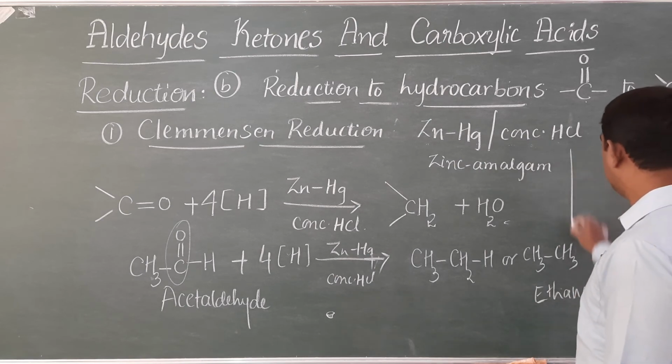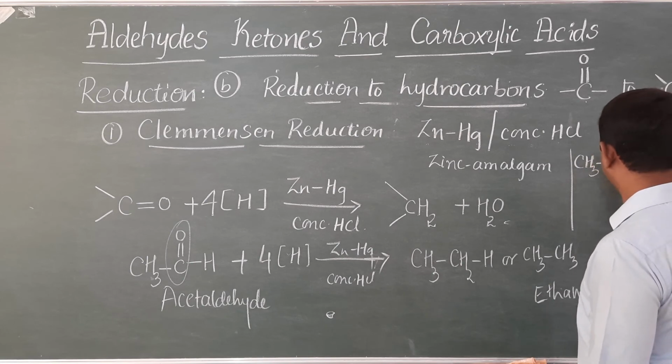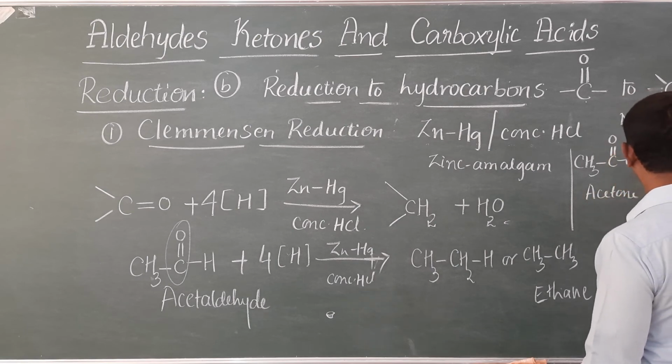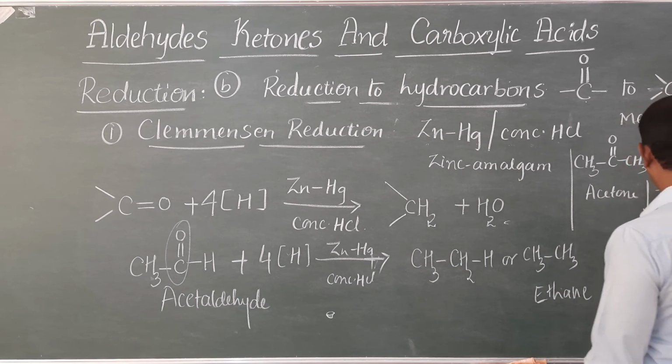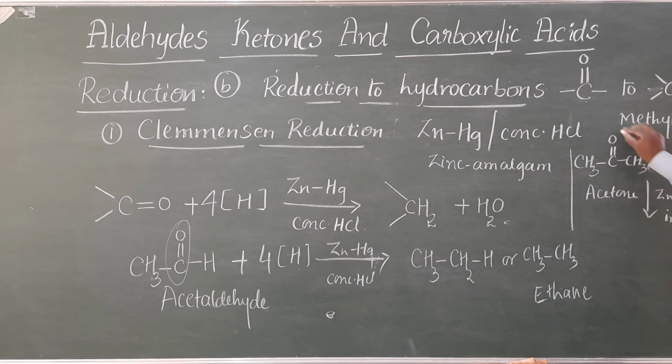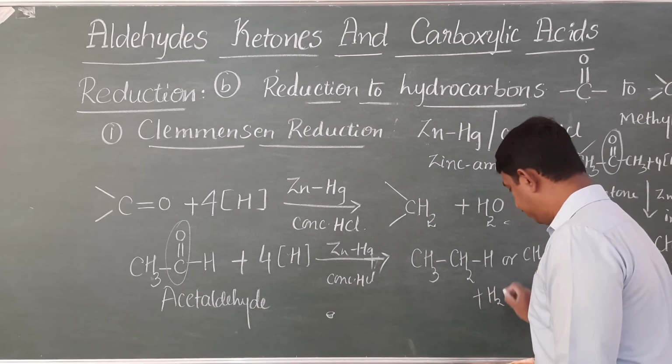We can take ketones also. See, acetone, the formula of acetone is CH3, C double bond O, CH3. It is subjected to reduction by using zinc amalgam in concentrated HCl. In the place of CO, I have to write CH2. I have to remove oxygen, and in the place of oxygen, I have to add hydrogen. So it is CH3, CH2, CH3, plus H2. Here also plus H2.